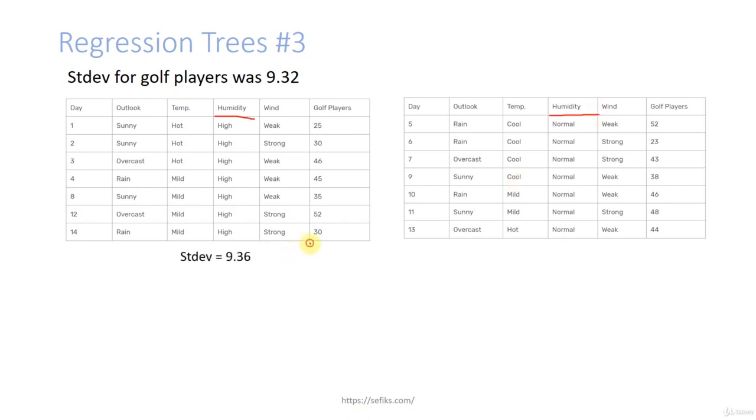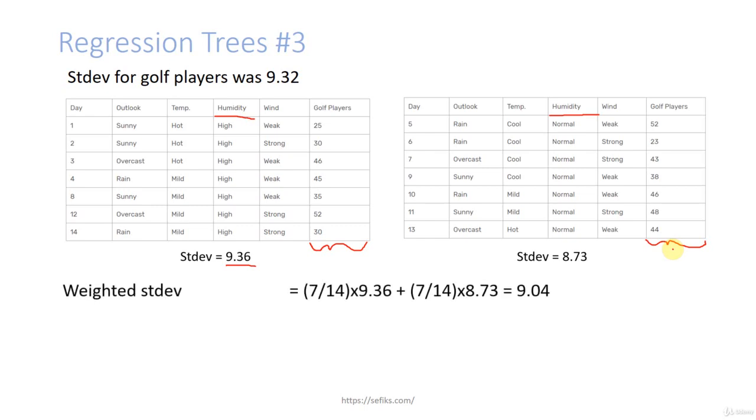Now we are going to calculate the standard deviation for the first sub data set, and it's equal to 0.36. And now I'm going to calculate the standard deviation for the second sub data set, and it's equal to 8.73. Then I'm going to calculate the weighted standard deviations. I mean that there are 7 instances in the first sub data set and again 7 instances in the second sub data set. By the way, there are 14 instances in the main data set.